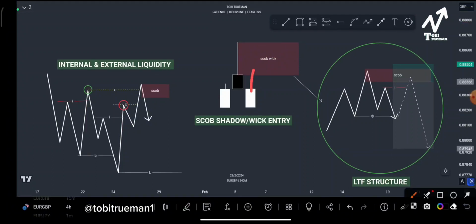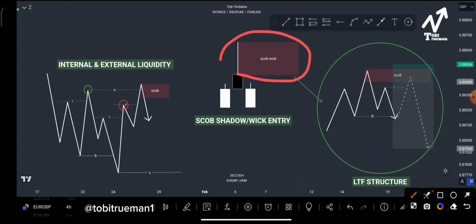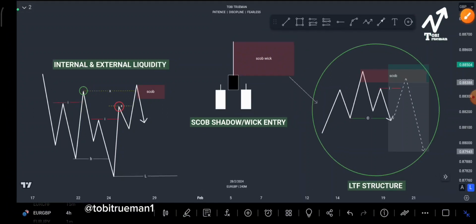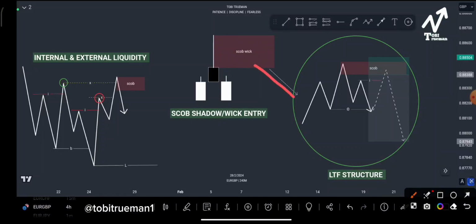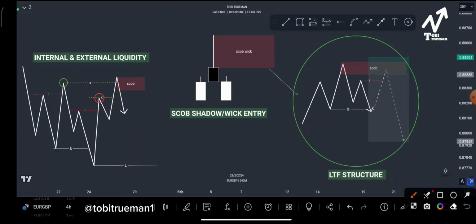Since the wick has not been tapped already, as in it did not mitigate it, this wick is still very available. If it had been entered already, I wouldn't take it. What gave me more confidence was going to the lower time frame. We are using the 4-hour time frame right now, so the corresponding lower time frame is 15 minutes. That's what I use. I went down to the 15 minute candles, the price action and candlestick pattern.